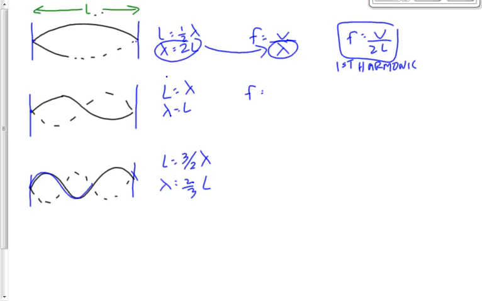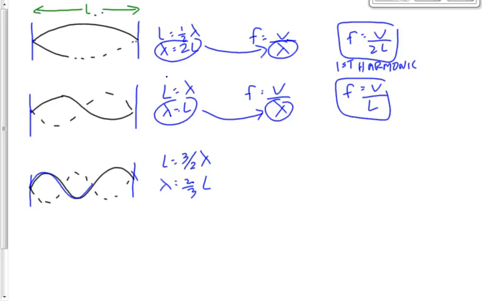Once again, we say F is equal to V over lambda, but lambda is equal to L this time. Sub in L for lambda, and we get V over L. If you take a look at the second one, it happens to be twice the value of the first one. So what are we going to call it? Second harmonic.